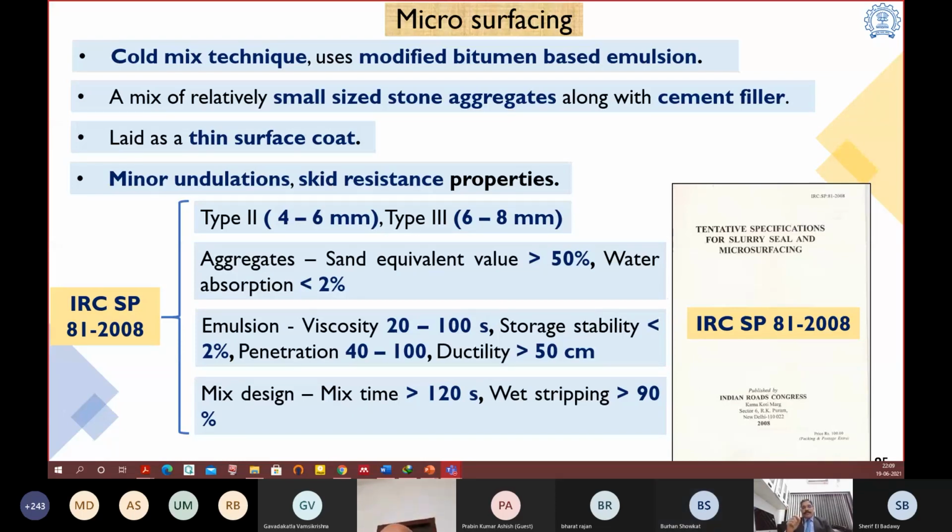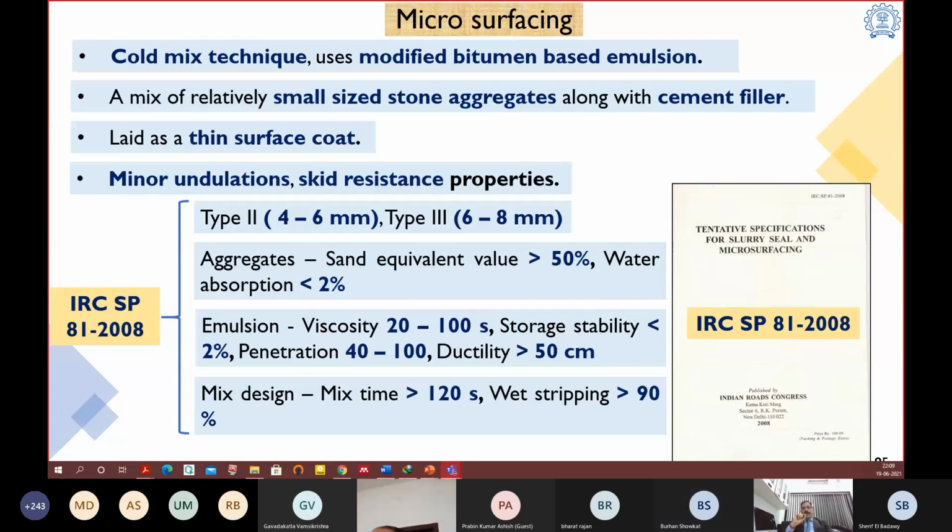And there is microsurfacing, and also there are many other techniques. There is cape seal, microsurfacing, surface dressing is also there. Slurry seal is also there. These are the techniques we have been using in India. In fact, for microsurfacing, many projects have been done.